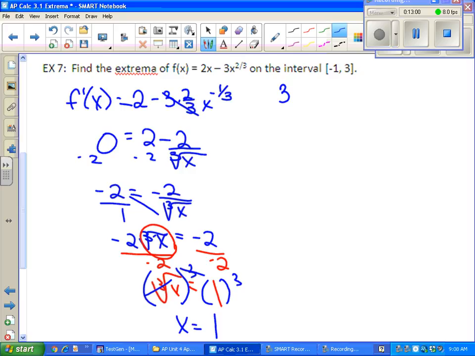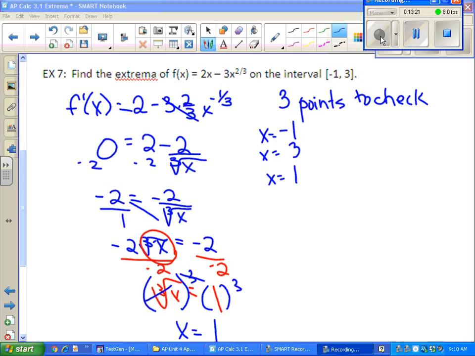Since I'm doing absolute max and min, I have 3 points to check. What are my 3 points? I'll get your question in a second. What are my 3 points? All right. I'm going to check negative 1, 3, and then what? Positive 1. Okay? So I'm going to check my 2 endpoints, and I'm going to check the critical value. If you plug it in to find out the point, you don't go to the derivative. You go to the original.